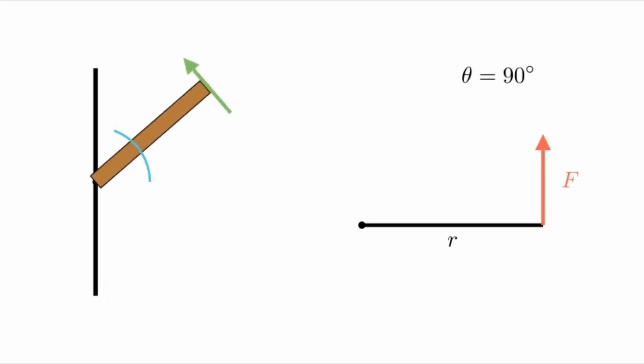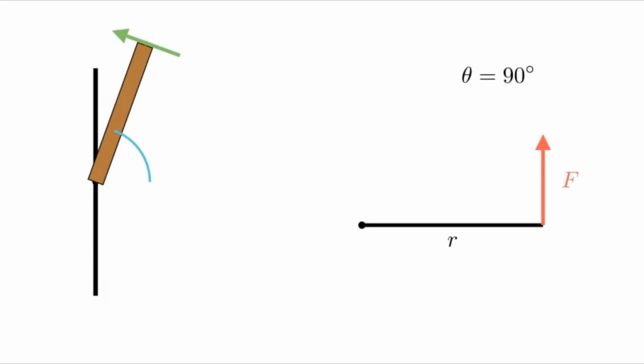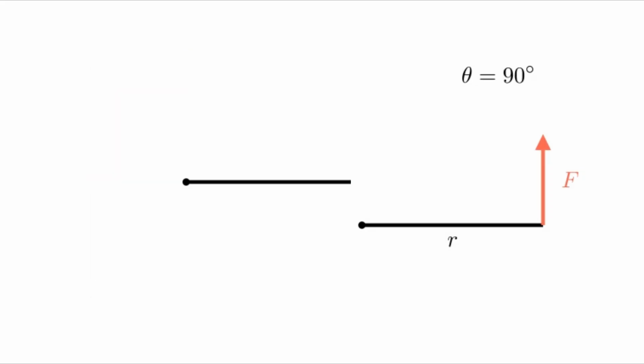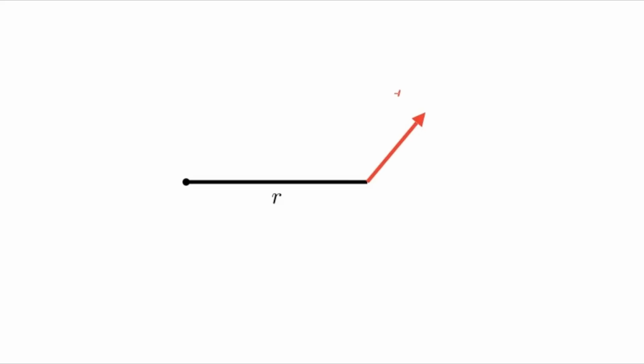Now push perpendicular to the door. With the same amount of force, the door swings open much more easily. So what's different? Only the part of the force that's perpendicular to the lever arm creates rotation. If the force is applied at an angle theta, we can split it into two components. One component acts along the door. The other acts perpendicular to the door.